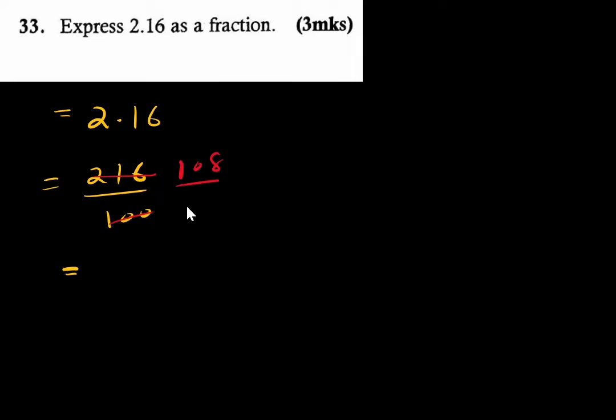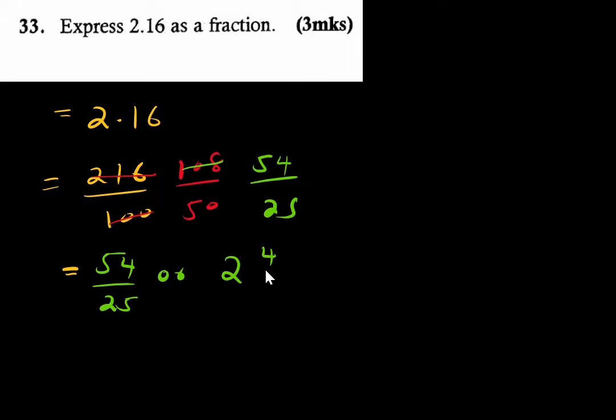And then here by 2, we get 50. You can simplify further by 2 again. By 2, we get 54. Then by 2, we get 25. So expressing as a fraction, we get the answer is 54 over 25. Or as a mixed number, we get the answer is 2, 4 over 25. So it is 2, 4 over 25. We score those 3 marks.